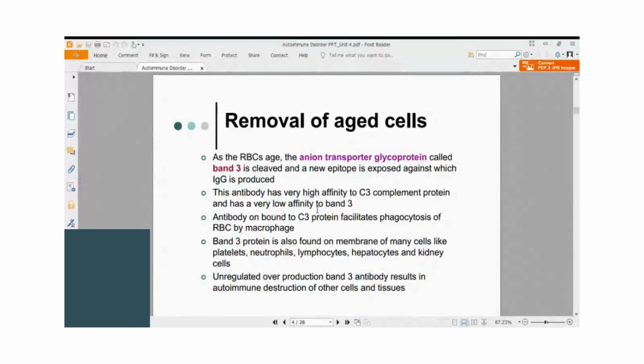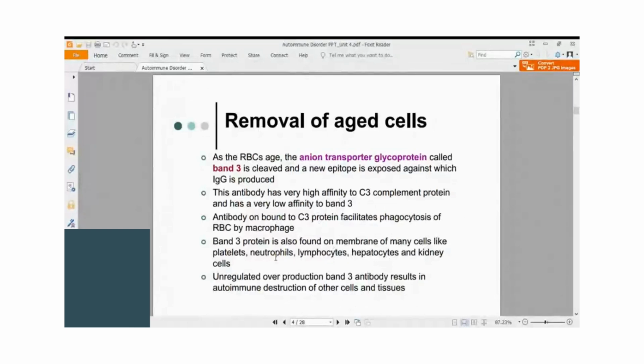That will result in reacting with other cells which also express band 3 protein. And those cells will be platelets, neutrophils, lymphocytes, hepatocytes, and kidney cells. It may react. It need not be all of these at the same time. It could be any one of them. And imagine if the autoantibody that is produced for destruction of the RBC goes and destroys these cells, one will feel the deficiency of these cells and may suffer from deficiency syndrome.